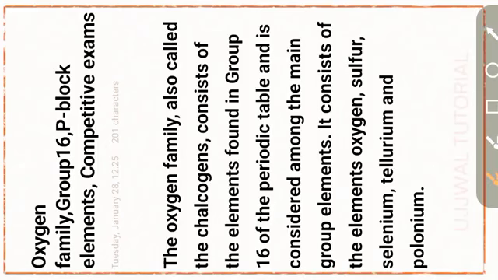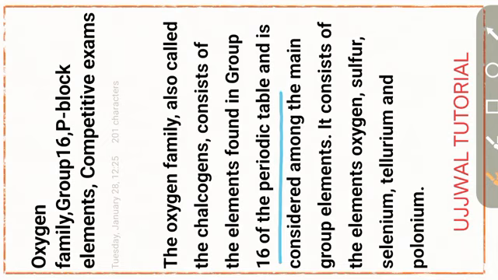My dear viewers, now we discuss the oxygen family, group 16 P-block elements, based on competitive exams like NEET, JEE and other competitive exams. The oxygen family, also called the chalcogens, consists of the elements found in group 16 of the periodic table and is considered among the main group elements. It consists of the elements oxygen, sulfur, selenium, tellurium, and polonium.